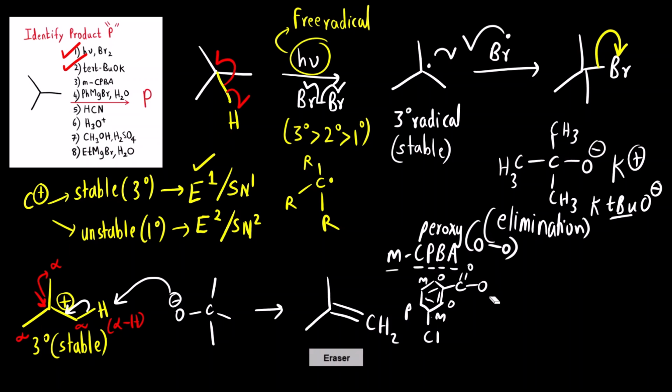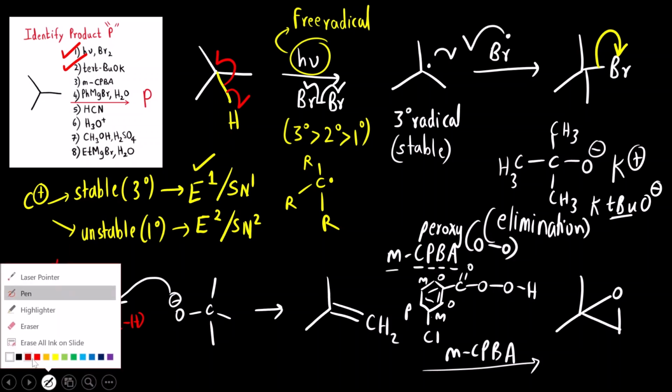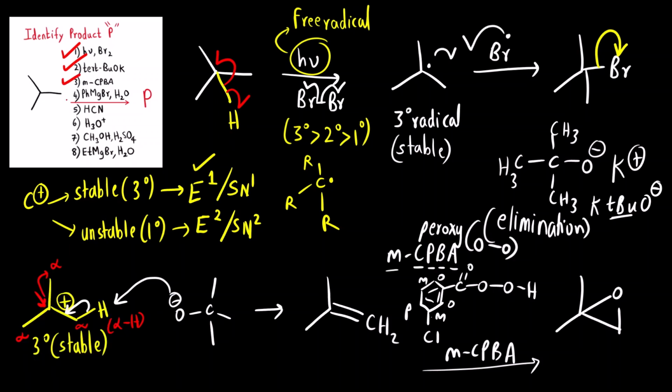So what will happen here? There will be another extra oxygen. Okay, this is the structure of MCPBA, metachloroperbenzoic acid. So what will be the product? The product will be an epoxide ring. What is epoxide? A three-membered ring with oxygen as the heteroatom. So our third step is also completed.